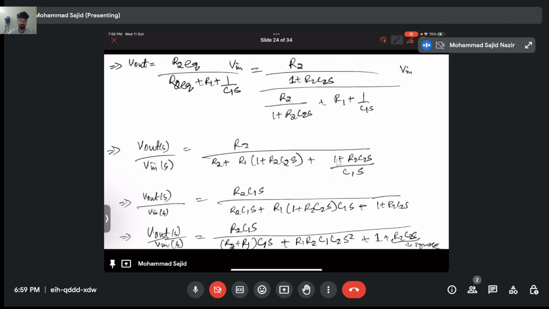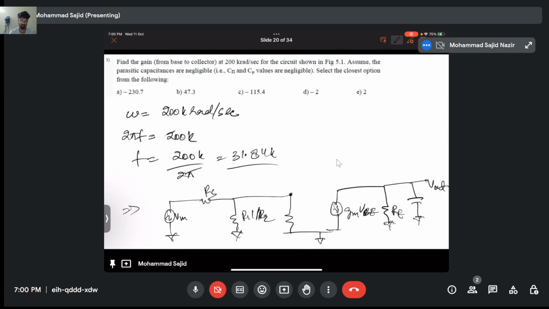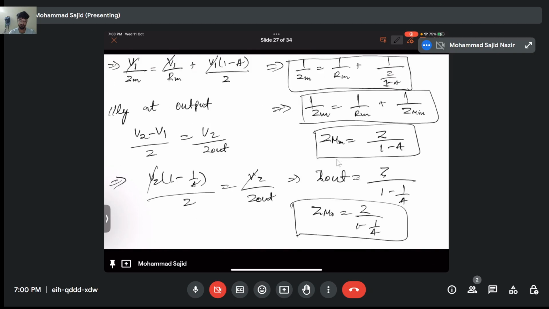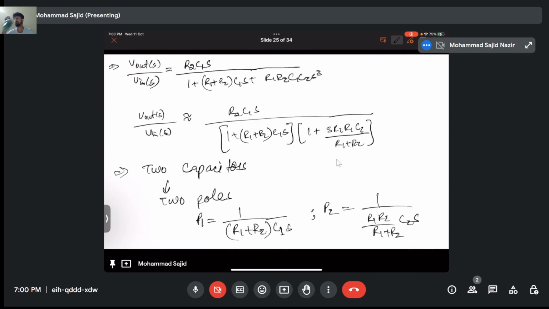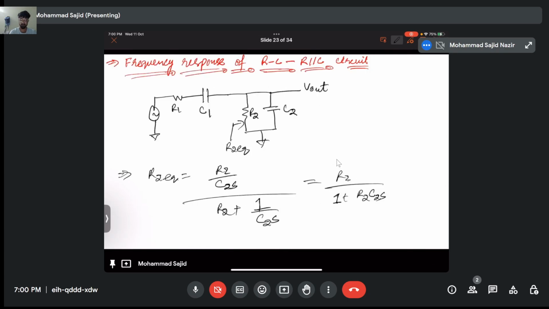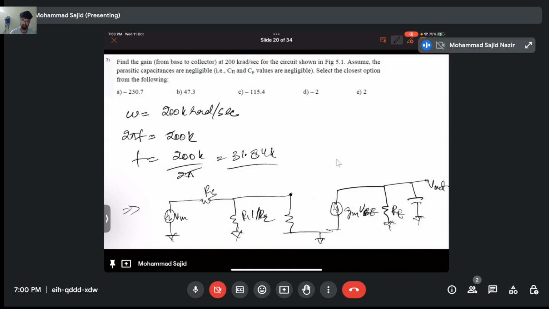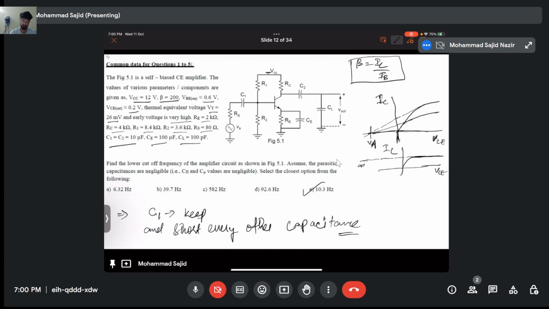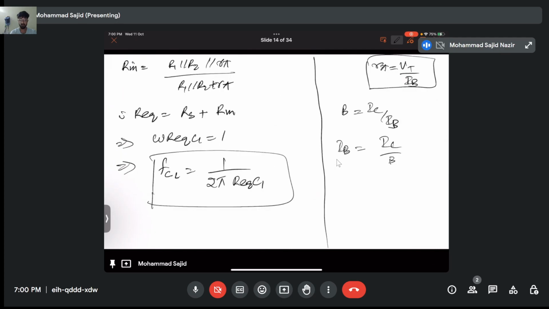So what we have studied till now, we check the frequency response. In these questions, you just saw that we ignored these values, C pi in this as well, in this as well. So there was no need of Miller.